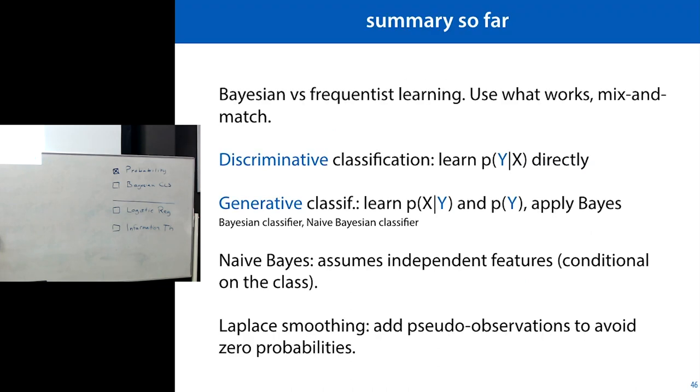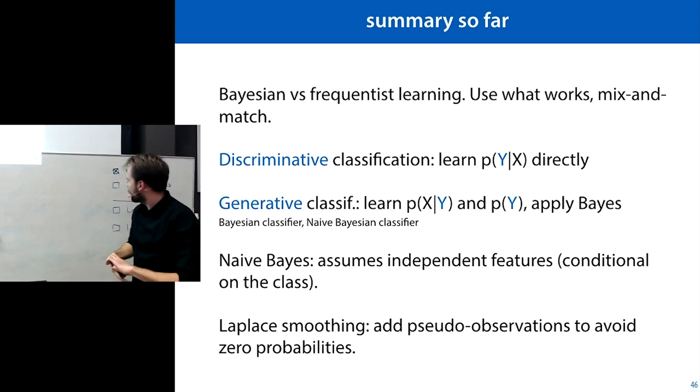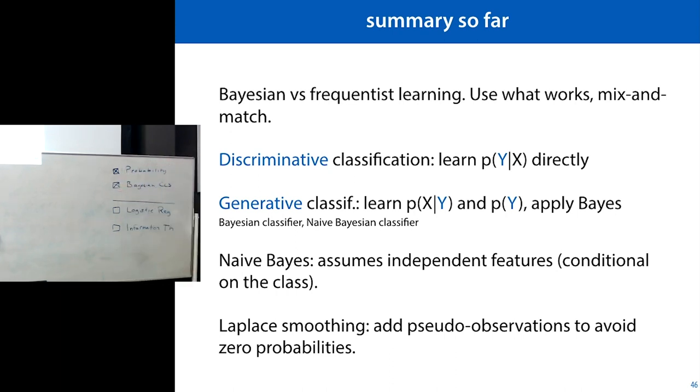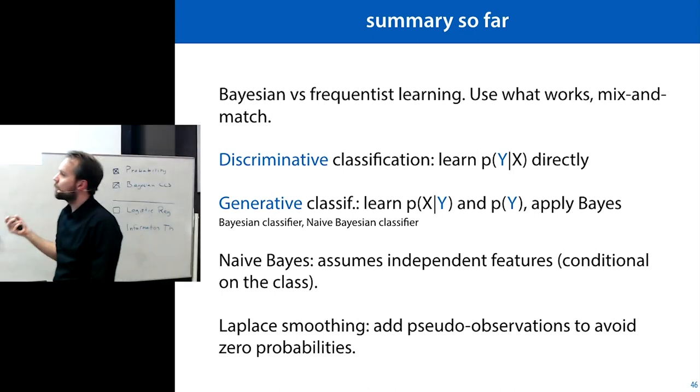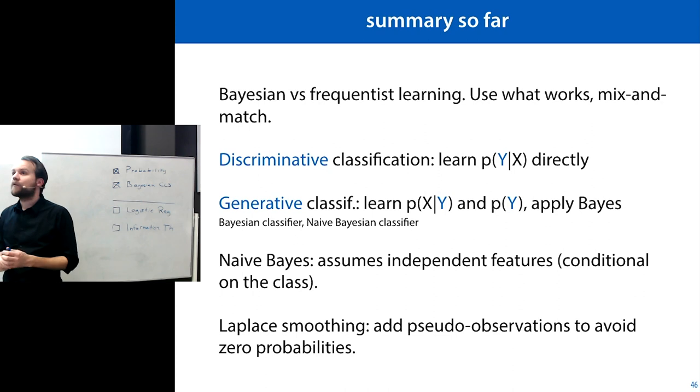So that's smoothing, which is necessary for most applications of the naive Bayes classifier. So before we go to the break, just a quick summary. We talked about Bayesian versus frequentist learning. We talked about lots of probability stuff. And then we ended up with the Bayesian classifier and the naive Bayesian classifier. And we talked a little bit about Laplace smoothing, which is a way to avoid getting zeros in your estimates of the naive Bayesian classifier.